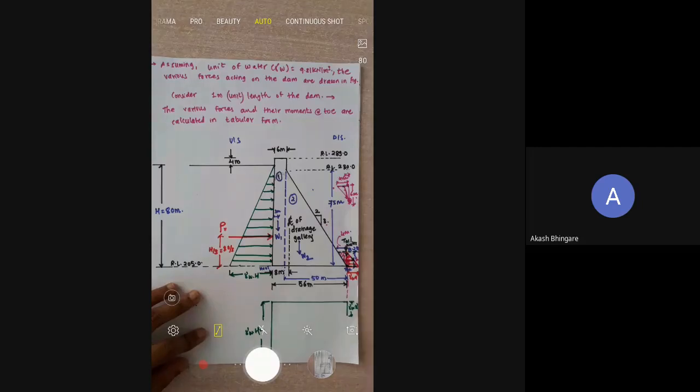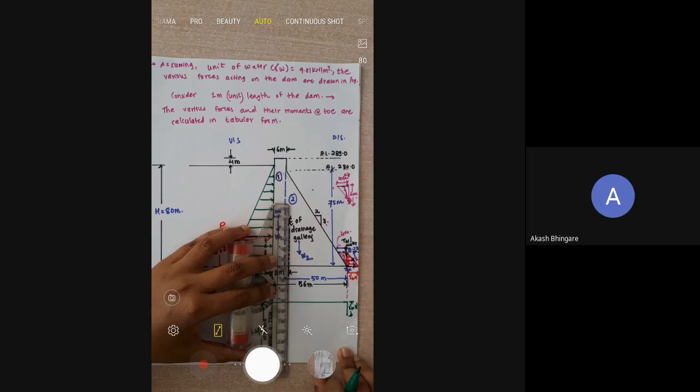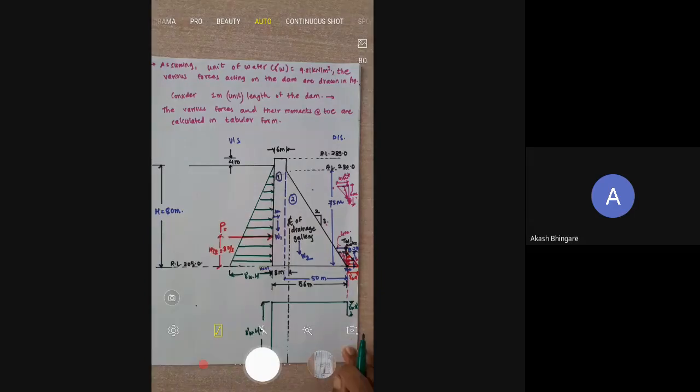Because of the drainage gallery provided, the uplift pressure will get partially reduced, and that reduction is worked out as 1/3 of the difference between these two, which I have also explained in the earlier class. So at the center line of this drainage gallery, which is at a distance of 8 meter, here we have to draw the ordinate now.